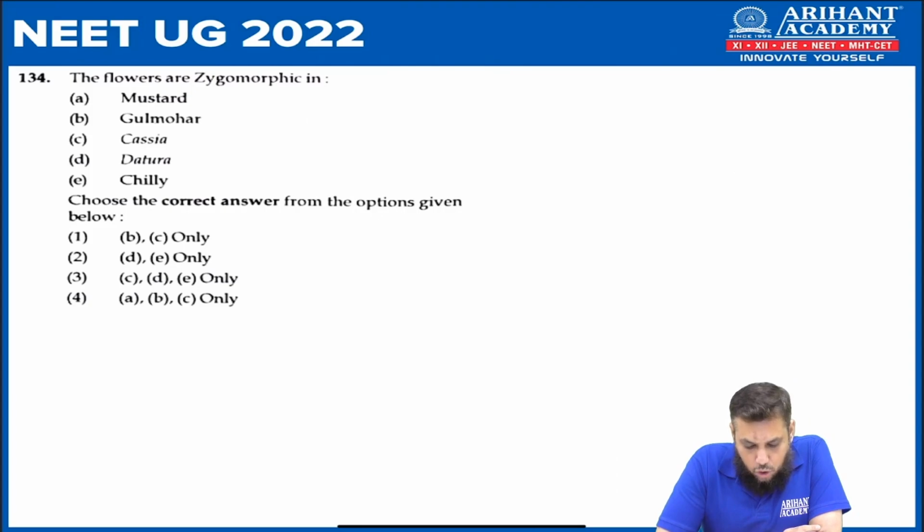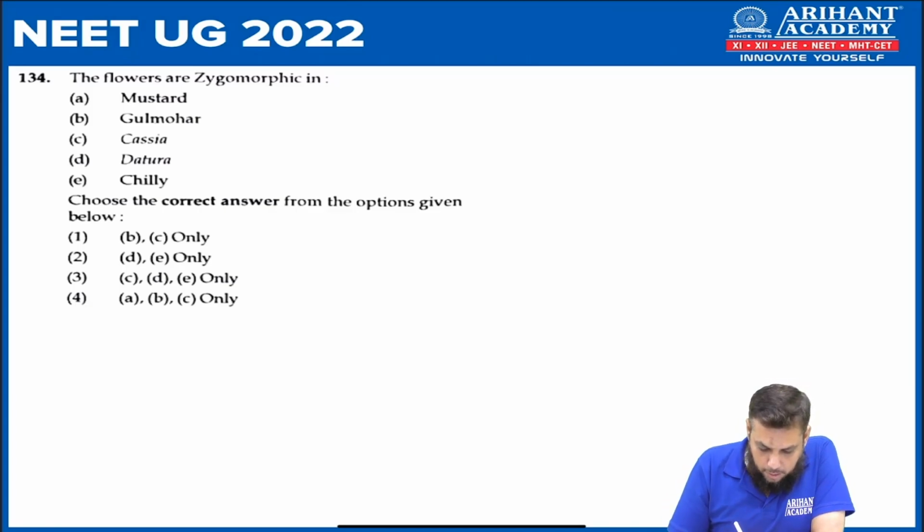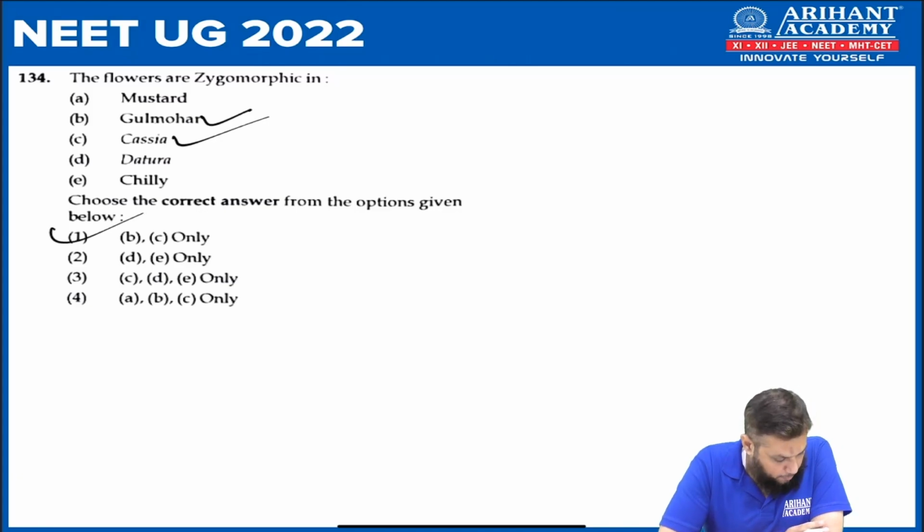The flowers are zygomorphic, right? You have two types of flowers, zygomorphic and actinomorphic flowers. Morphology of flowering plants. So here for 134, it's a direct factual question. It will be Gulmohar and Cassia. So the answer will be 1 for 134.